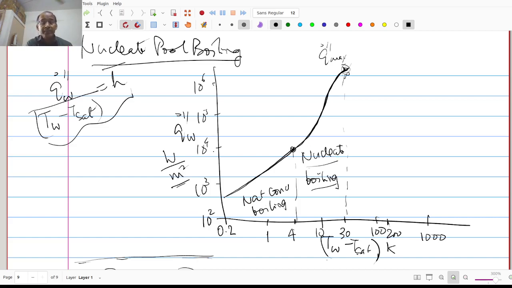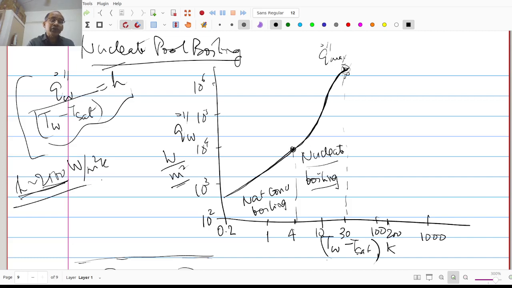You can see 10 to the power of 4 is typically the value of heat flux at 4 degrees Celsius temperature difference. So the heat transfer coefficient, if I calculate using this, here the h at this point is of the order of 10,000 by 4, which is around 2,500. So h is about 2,500 in this location. It gradually increases from here to here, or remains of that order. In natural convection boiling, the heat transfer coefficients are of this order, about a few 100 to a couple of thousand watts per meter square Kelvin.